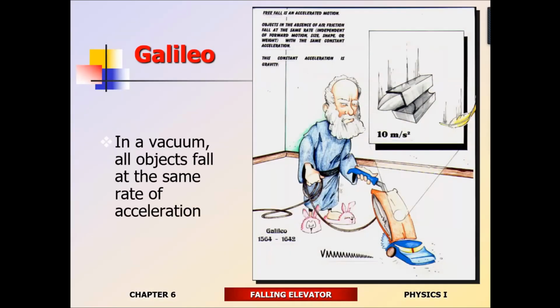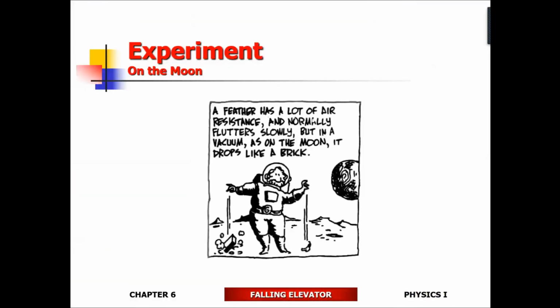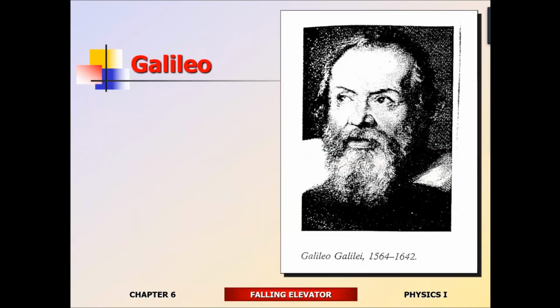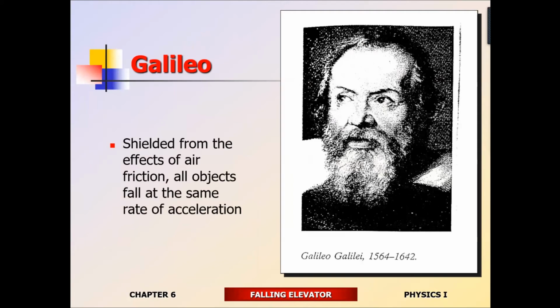In free fall, everything falls at the same rate. Remember, Galileo said in a vacuum, everything accelerates at the same rate. So two objects, regardless of their weights, when dropped from the same height, will reach the ground at the same time. So what that means is the person in the elevator will be falling at the same rate.